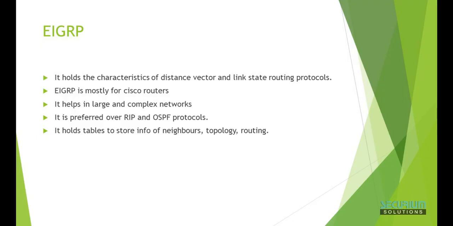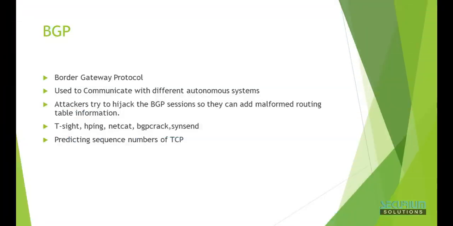So EIGRP will do the work of both RIP and OSPF, and it holds table information like neighbors, topology, and routing. So the same thing we can do in here with EIGRP also. We will see this configuration also in here. And next we have the BGP protocol.